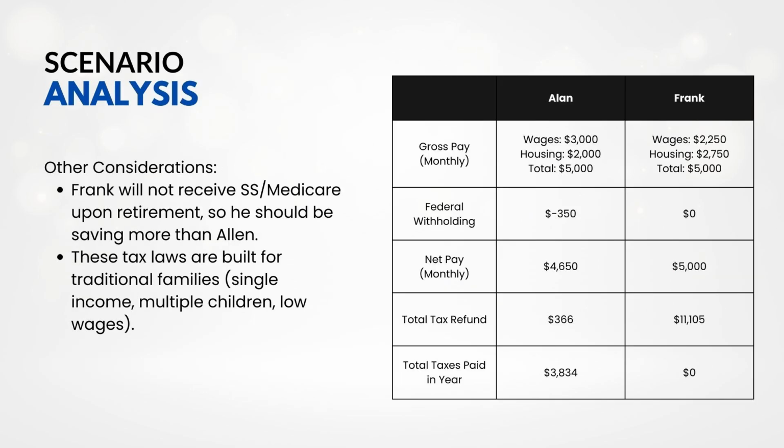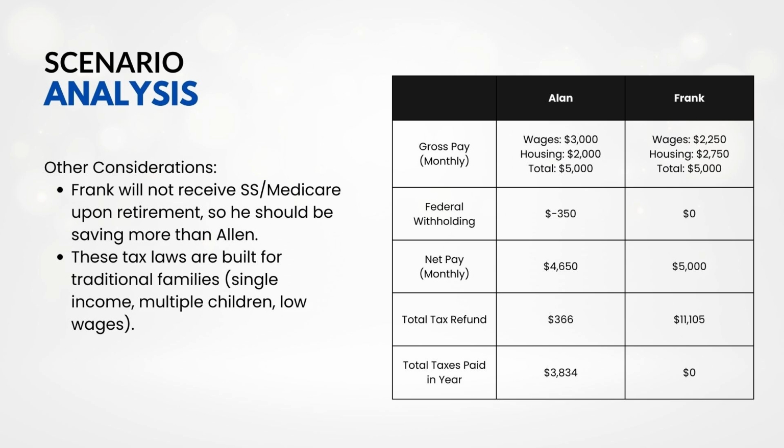Now, let's compare the pastors' situations. Remember that the only difference was that Pastor Frank had opted out of Social Security and Medicare. Pastor Allen received $5,000 per month in gross wages, but had $350 per month withheld from his paycheck. So his net pay was $4,650 each month. Though he received a refund of $366, he ultimately paid the IRS $3,834 in taxes for the year.